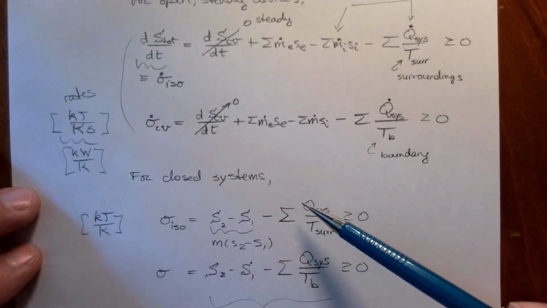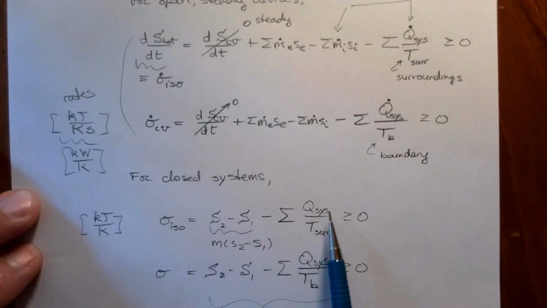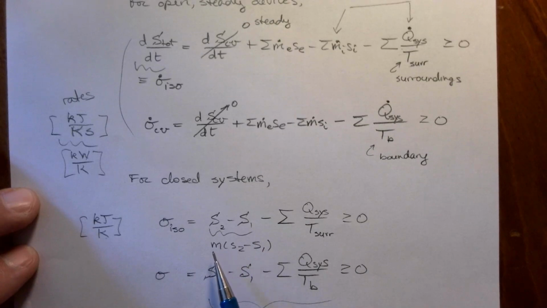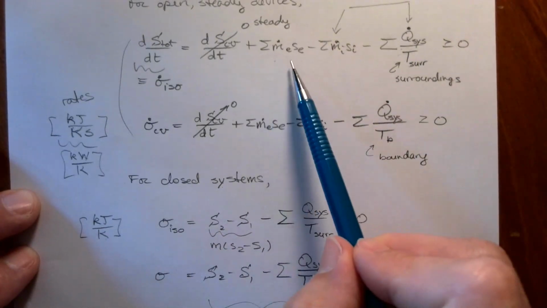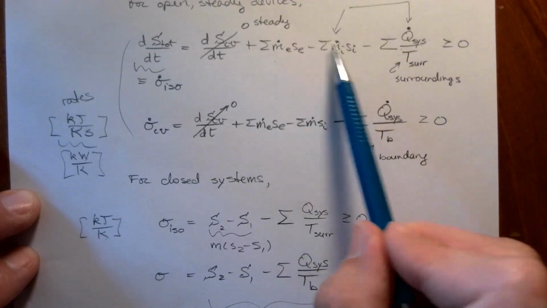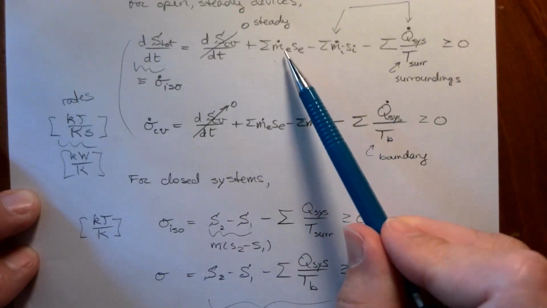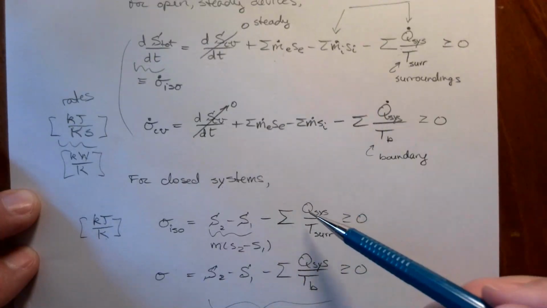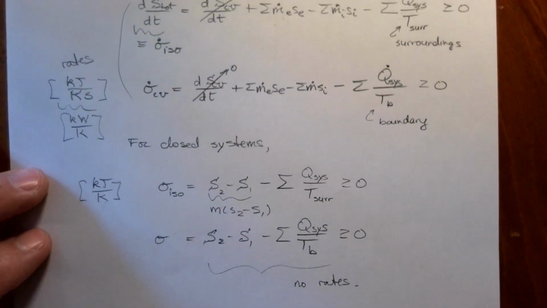Now, by comparison to closed systems, sigma isolated is delta S here minus Q over T. These are not rates. There are no rates here. It does look similar, especially if this is a single stream, that you would apply up here. That's an m times S2 minus S1. Up here, this would be an m dot times S2 minus S1 for a single stream. The difference is this one is a mass, and up here it's an m dot, so that's a mass flow rate. There's also a Q here, and up here it's a Q dot. So no rates in this version of the equation, but the equations are very similar in appearance.